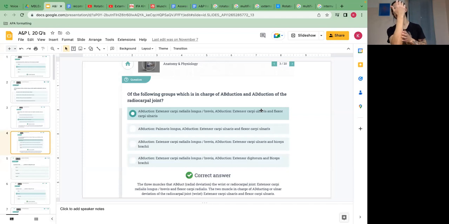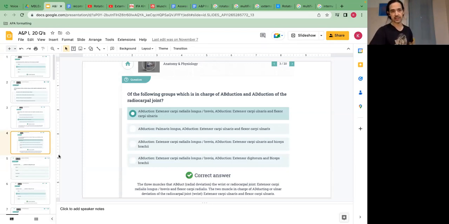Extensor ulnaris. And flexor carpi ulnaris. Flexor ulnaris. Ulnar side extensor. Ulnar side flexor. Radial side extensor. Radial side flexor.